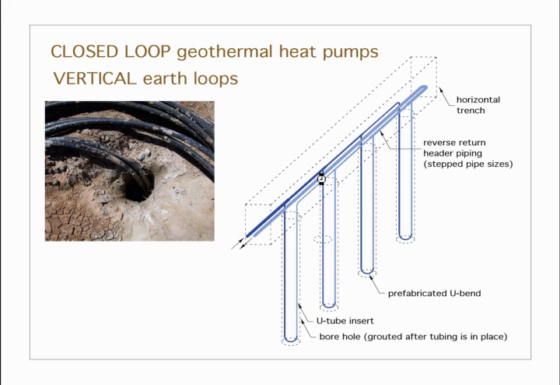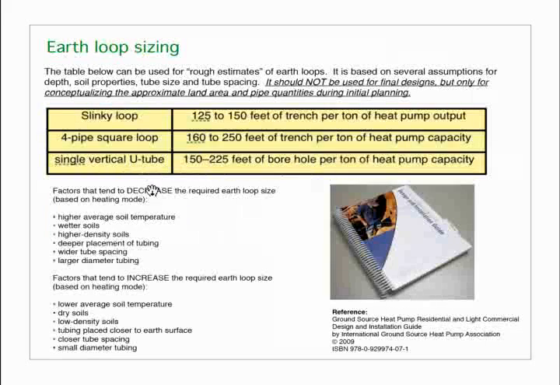Now, a lot of people ask, how much pipe do I need in the ground? And here's just a rough ballpark. I did it for a slinky, a 4-pipe square that we talked about, and a single vertical U-tube. You see these numbers over here. These are feet of trench or feet of borehole per ton of heat pump capacity. Remember that a ton is 12,000 BTUs per hour.